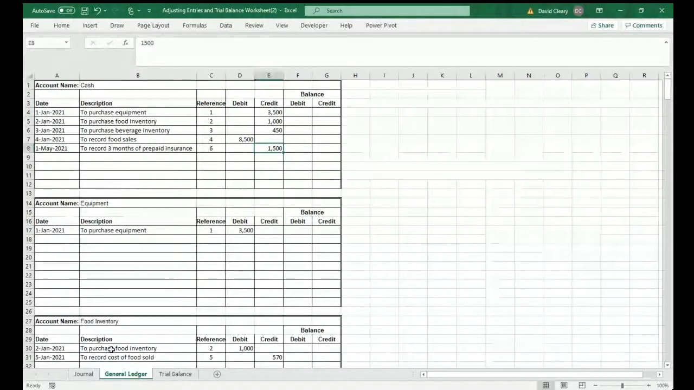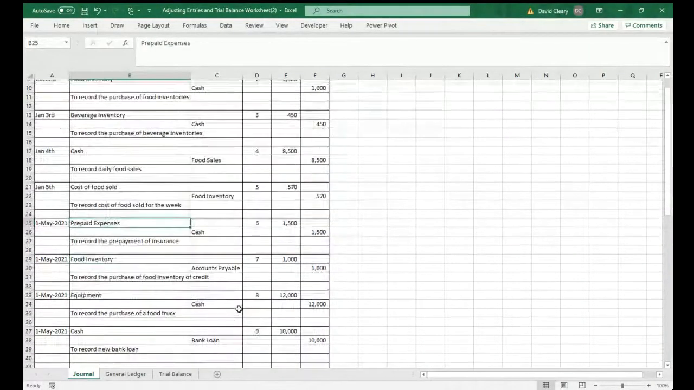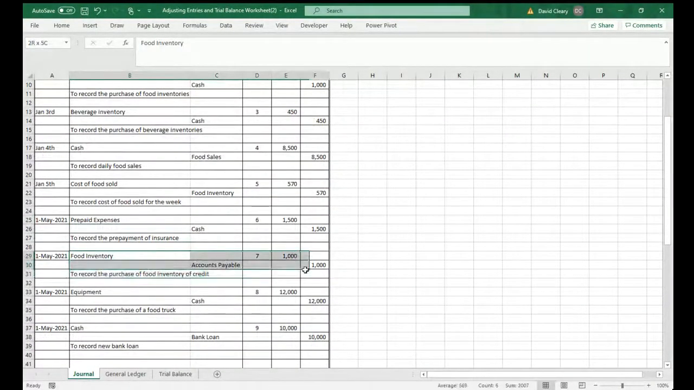Awesome. All right, so let's do the next transaction. I'll share my screen. There we go. Back to the journal here. We're looking at transaction number 7. Okay, so we purchased some food inventory on credit, for $1,000. So we're going to debit food inventory account by $1,000 and our accounts payable by $1,000.